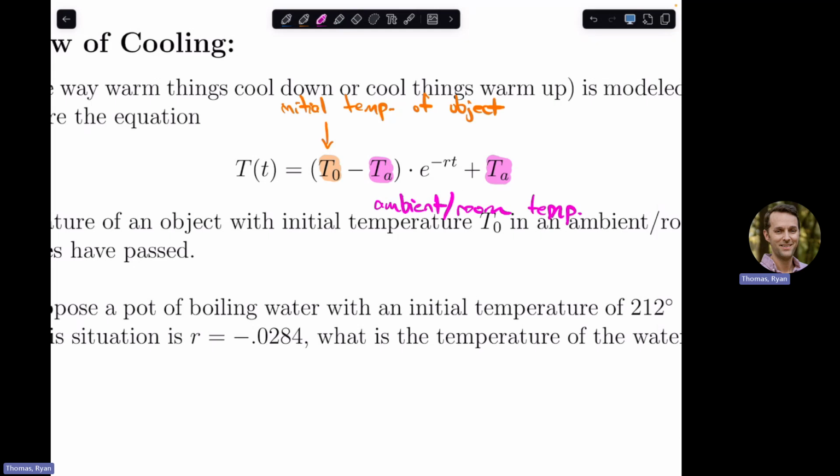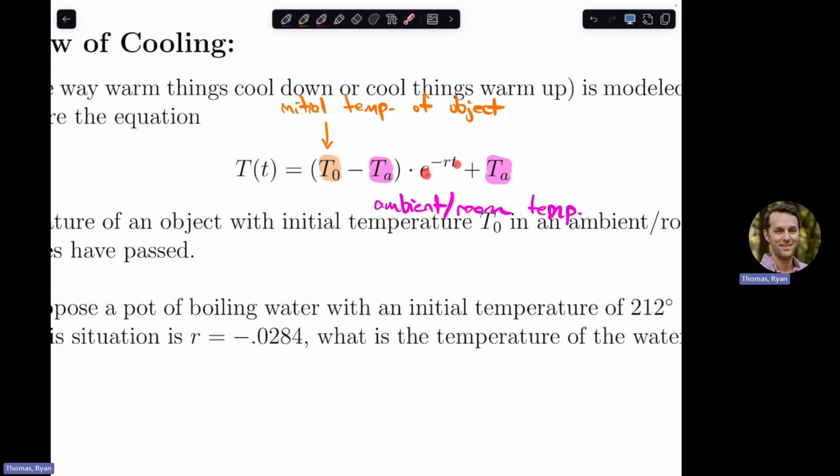And then plus T sub A, and what's that do to the function? Adding something is a vertical shift, right? Exponentials have a horizontal asymptote. If you apply a vertical shift, what's that do to that horizontal asymptote? Moves it up, right? So this exponential thing that's decaying, what it's going to decay toward is that horizontal asymptote, which is at whatever T sub A is. That means the thing is going to cool down to the room temperature, right? Like that's what's happening here.